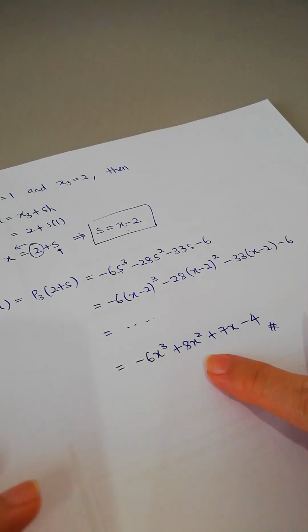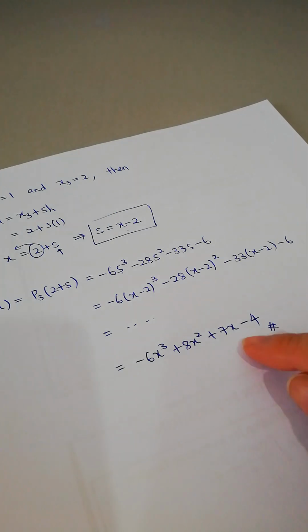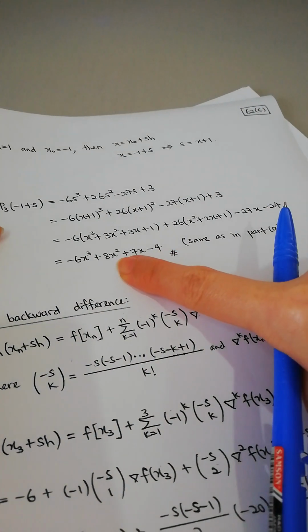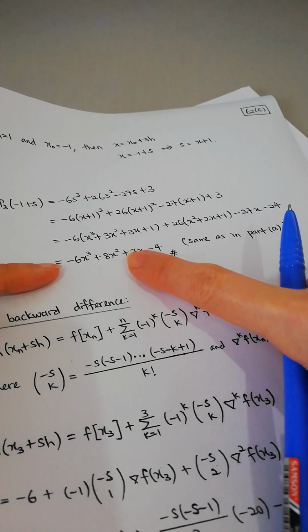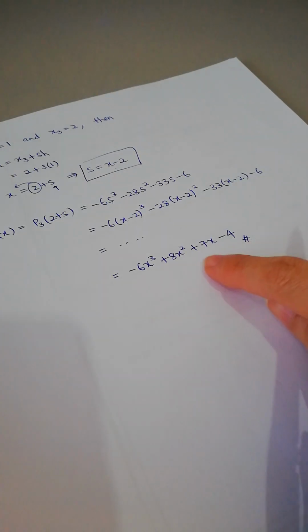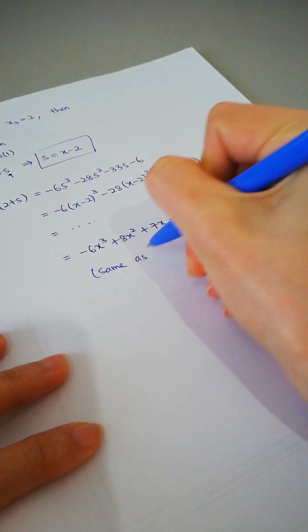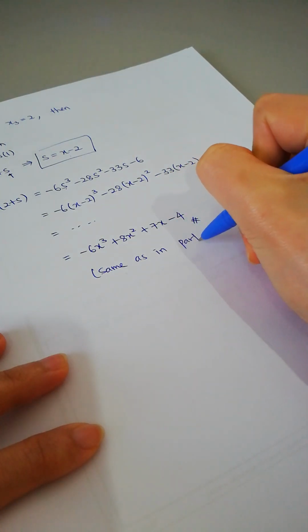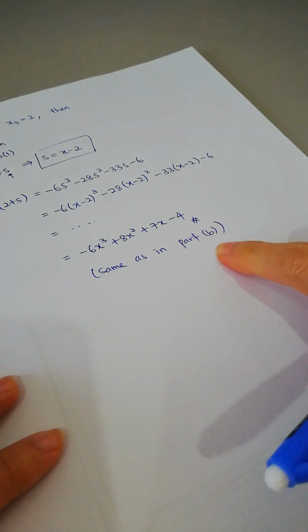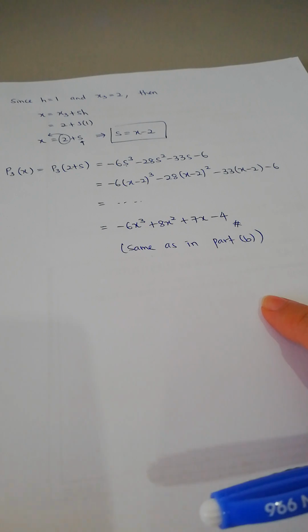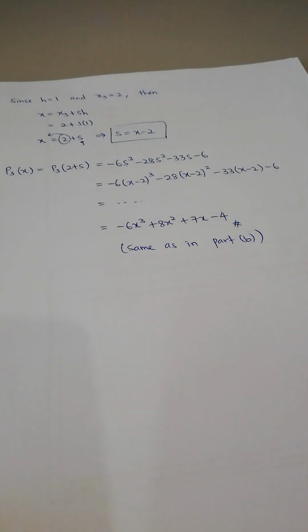What you can notice is, if you see your part B answer, let me find which part is your part B. From the previous one, your part B is this equation: 6x cubed plus negative 6x cubed plus 8x squared plus 7x minus 4. You see, you get exactly the same. So you know that this is the same as in part B, and part B is similar to part A. That means part A, part B, part C, they have the same answer. Right? Then you are done for part C.